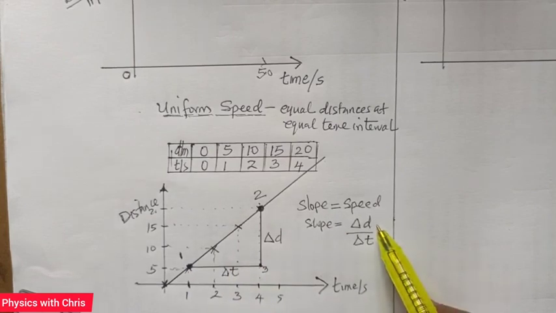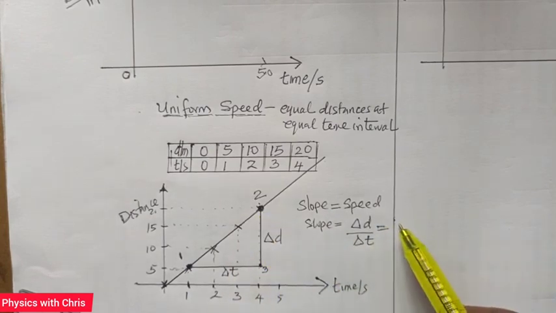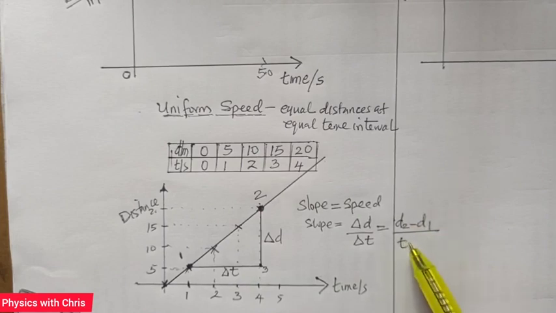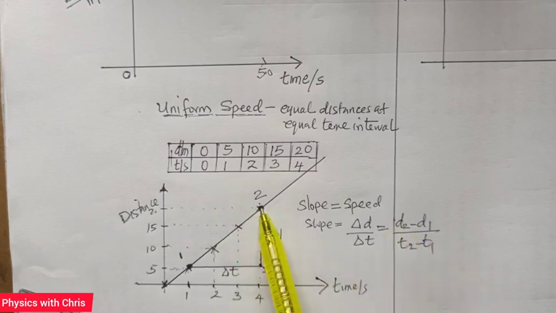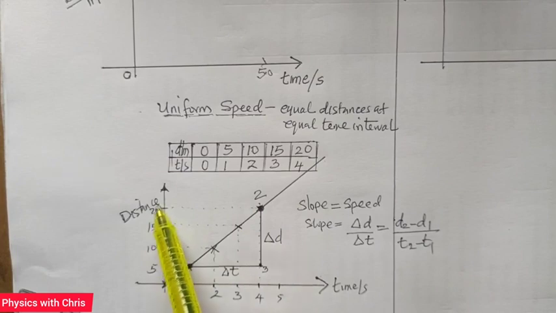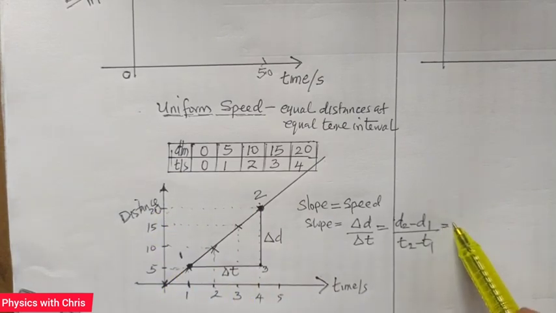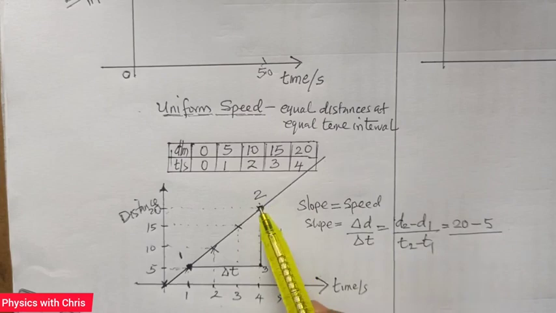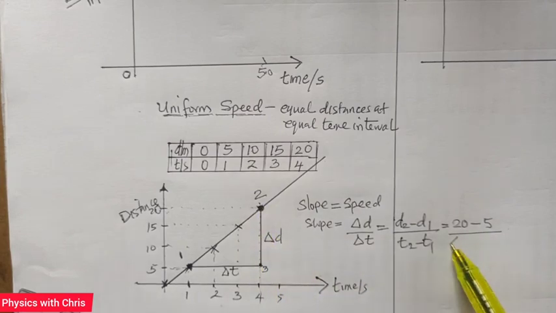So if I want to find the slope, I write this as d2 minus d1 over t2 minus t1. What's my d2? I trace point 2 to the distance axis. This gives me 20. I'll write 20 there, minus, coming to point 1 to pick out my d1, that is 5, over, what's my t2? Come to the same point 2, take it down to the time axis. That gives me 4 seconds.